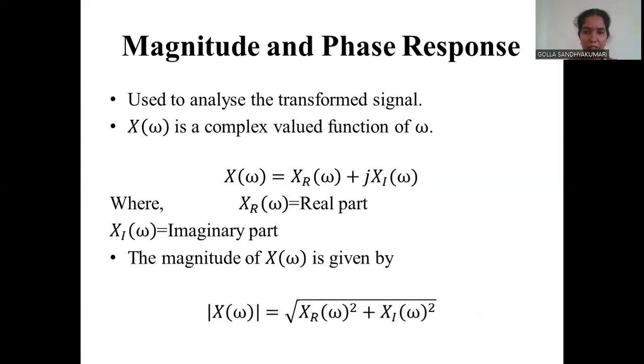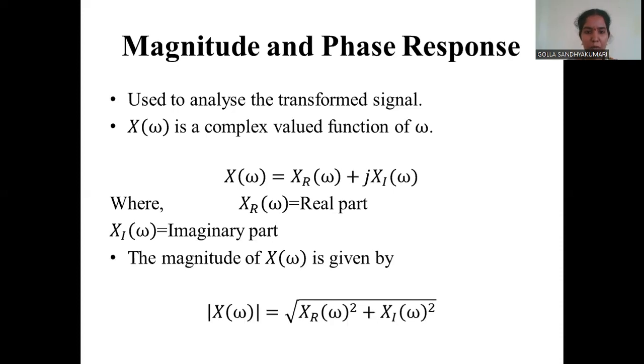So the magnitude and phase response. The magnitude and phase response of a signal can be plotted in MATLAB, which you can say is the mathematics laboratory. For any real-time signal, it's mandatory to analyze its magnitude and phase response. The magnitude represents the amplitude characteristics of a signal and the phase response represents the angle of a signal. Both these parameters are used to analyze the complete transformation of a signal.